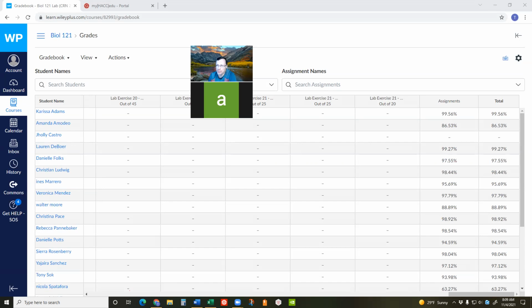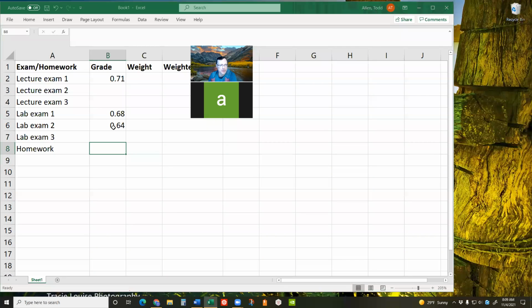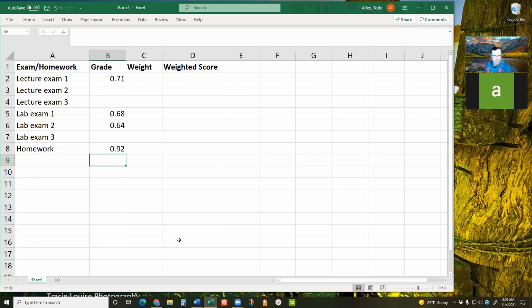So take your total percentage from the rightmost total column in Wiley Plus and put that down in the homework. I'm going to say that the percentage for this hypothetical calculation is 92%. Many of you are doing very well with the homework. Okay, so we'll put that down as an example. Any questions so far for what I've done?